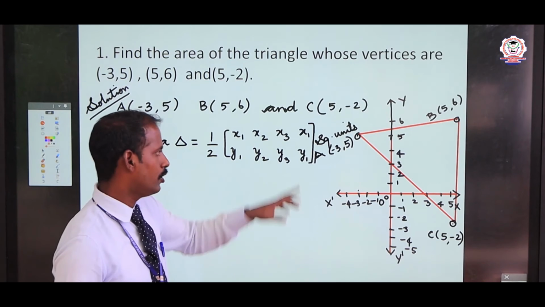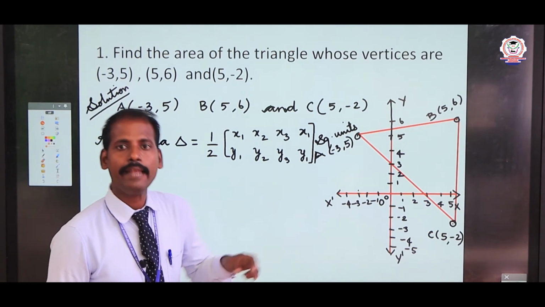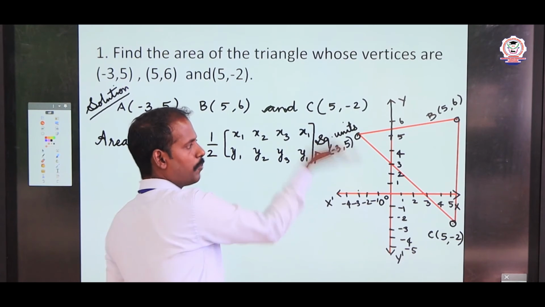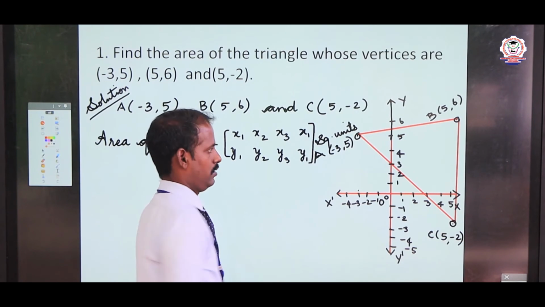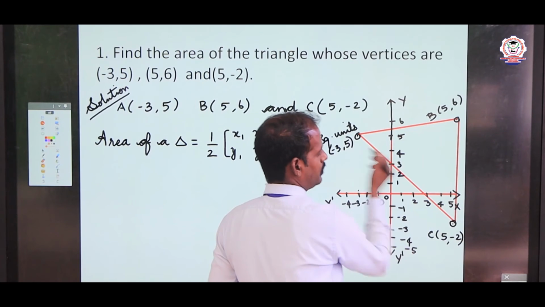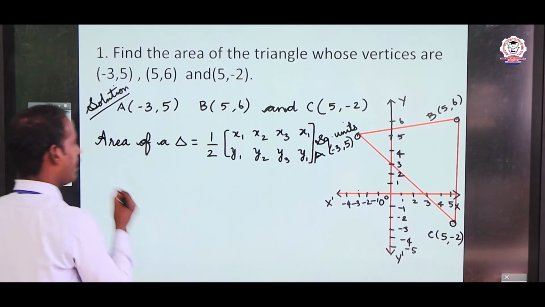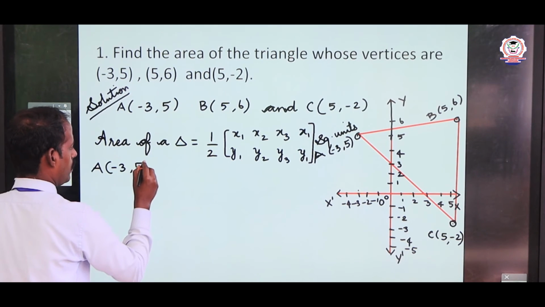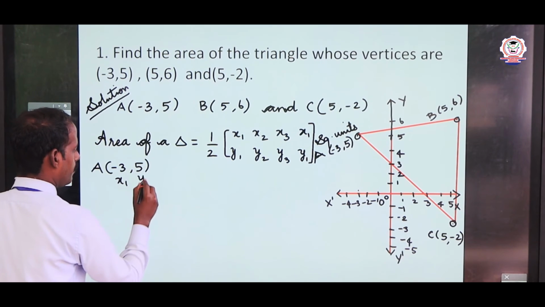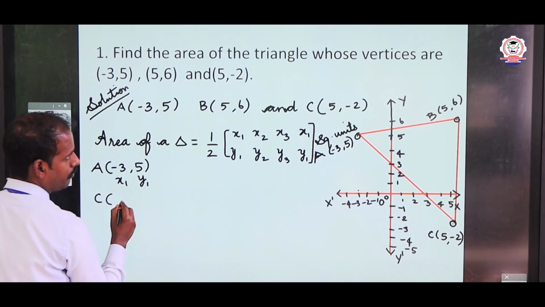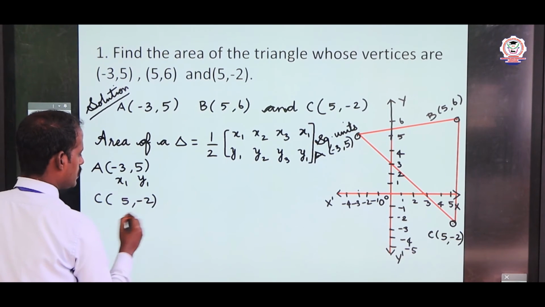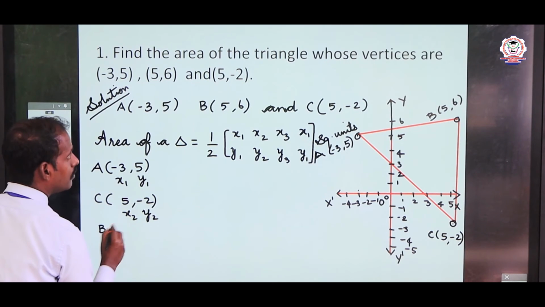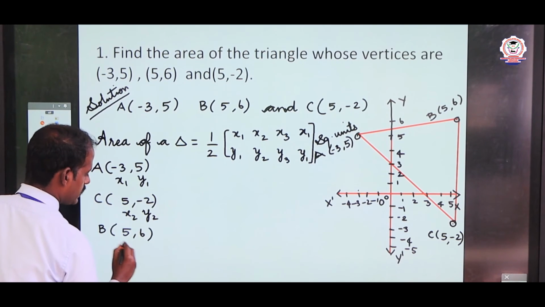Now whenever you plot the points, they should be taken anti-clockwise. Clockwise is the direction in which the clock rotates; anti-clockwise means the opposite direction of the clock. So here A point, C, B, this is anti-clockwise. So we can write A point is minus 3 comma 5, this is x1, y1, and C point is 5 comma minus 2, this is x2, y2, and B point is 5 comma 6, this is x3, y3.